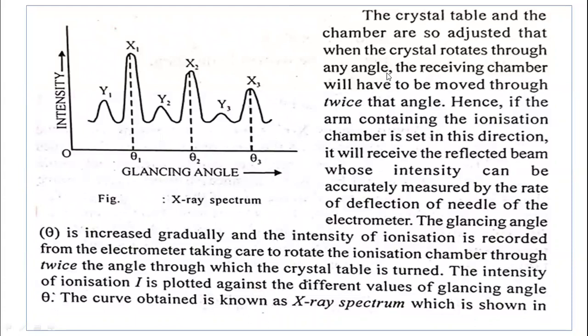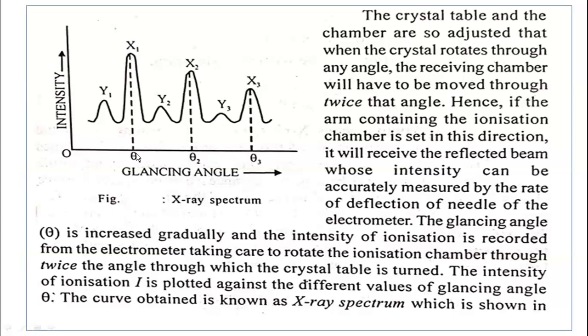In this case the glancing angle theta is increased gradually. We can increase the glancing angle theta here, and the intensity of the ionization is recorded by the electrometer. So you can see this graph of intensity of ionization versus the glancing angle theta. Maximum peaks are obtained here at x1, x2 and x3.